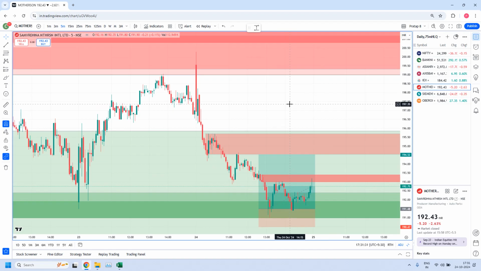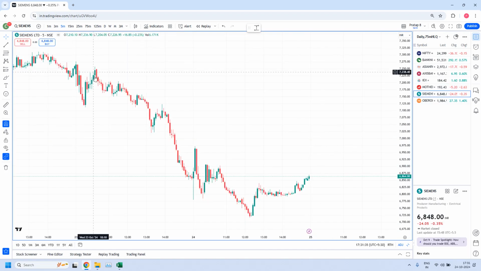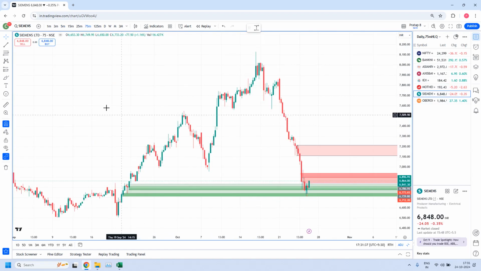Next one is Siemens. Siemens has given 3 trades today. This is also a 75-minute zone.